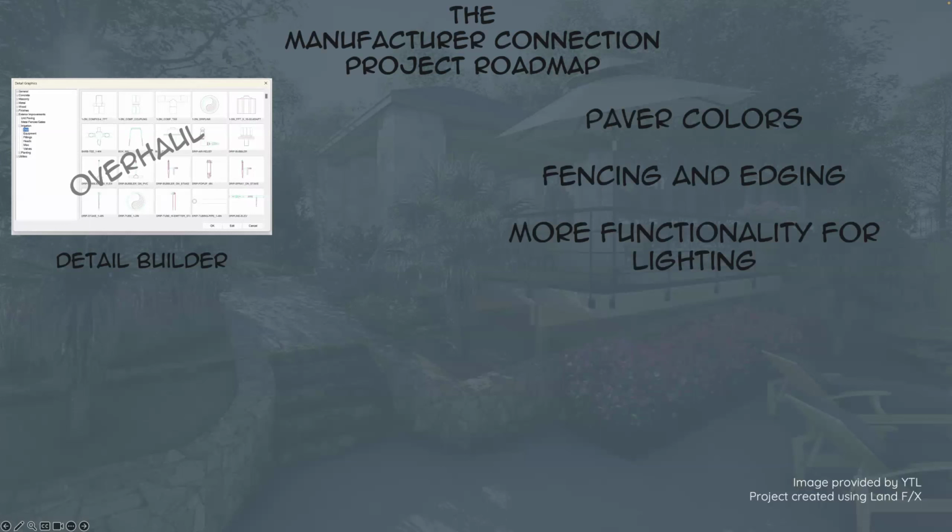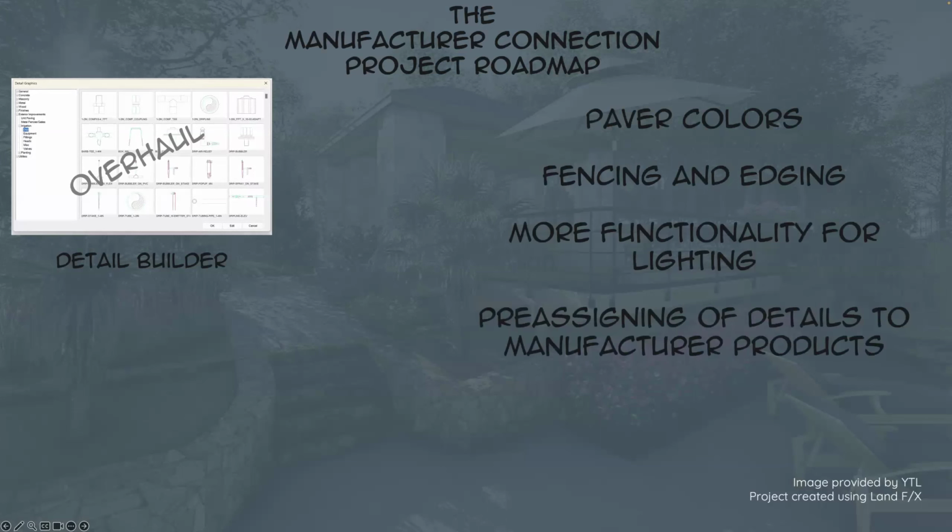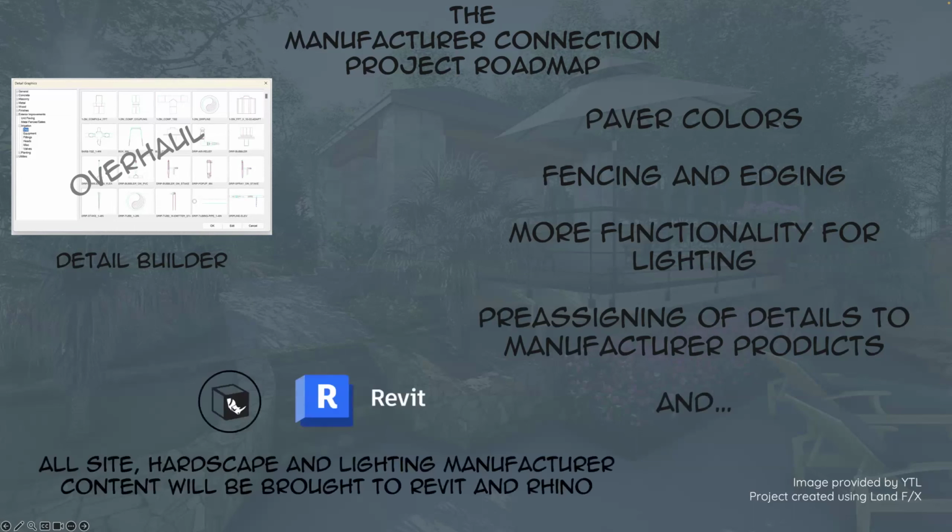More functionality for lighting. Reassigning of the details to the manufacturer products. That goes back over into that detail builder. We are working on completely overhauling that to make it a lot easier for you. And, minor drum roll, we are going to be moving all site, Hardscape, and lighting manufacturer content over to Revit and Rhino.